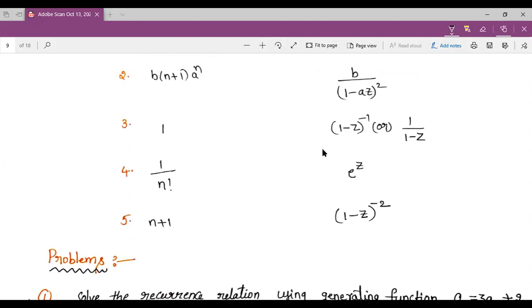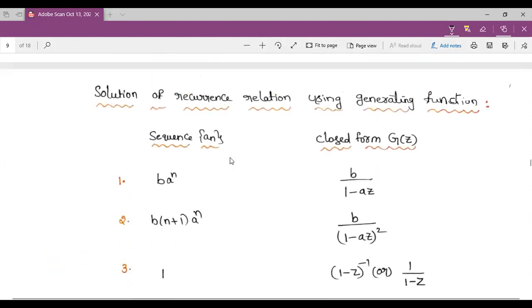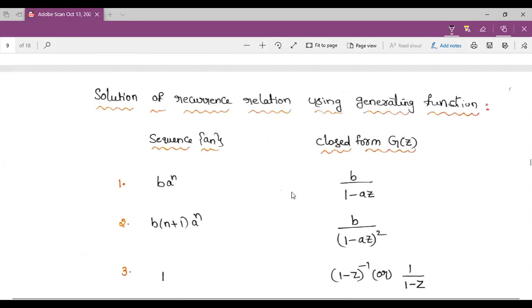These are the main keywords used in solving recurrence relations using generating functions. Okay, this is the closed form. The sequence for that closed form is the left side sequence form.